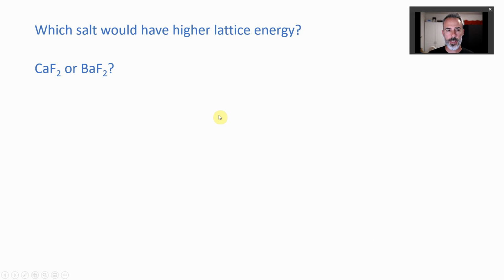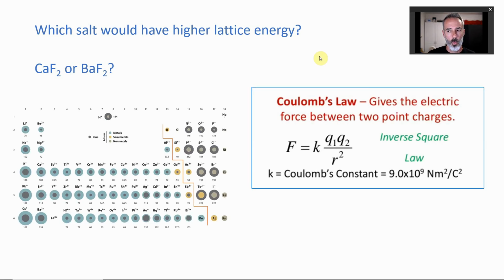Okay, so let's try this out. Based on what you just learned there, those two factors that impact it, the size of the charge and the radius, which of those two, calcium fluoride or barium fluoride, would you expect to have stronger lattice energy? Well, based on the two compounds, you can see that this is a +2 charge, and that's a -1 charge. Barium is right there. It also has a +2 charge, and that's a -1 charge. So the size of the charge, Q, is constant.